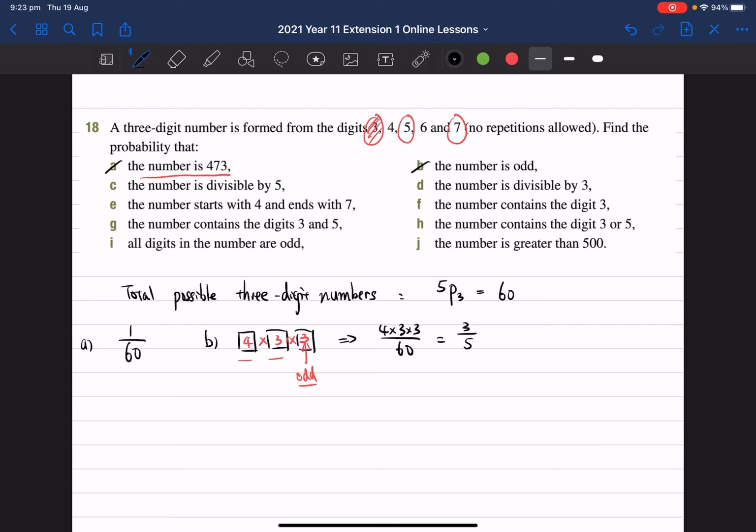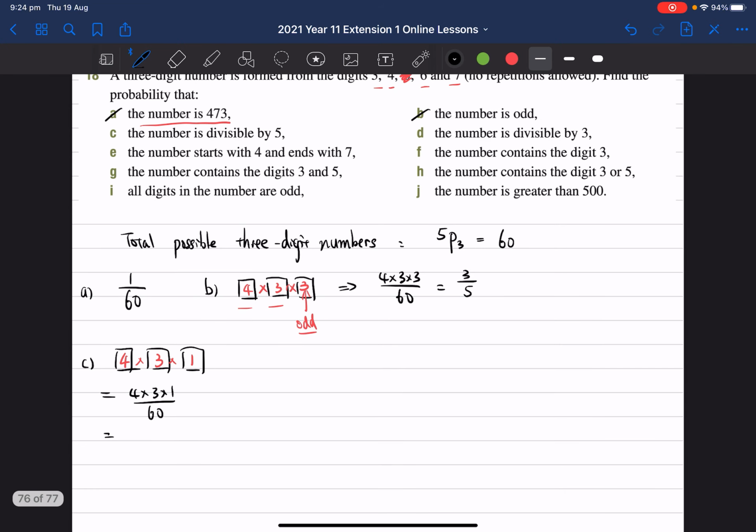Okay, let's move on to question C. The number is divisible by 5. Again, if the number is divisible by 5, the last digit has to be a 5, which means you only have 1 choice. Once you have selected 5, you can't select a 5 anymore. So you have 4 numbers left, and then 3 numbers here. So that's actually pretty easy. Therefore the probability equals 4 times 3 times 1 over 60. The chance is 12 over 60. That's a 1 in 5 chance.